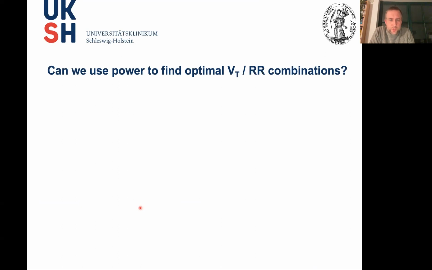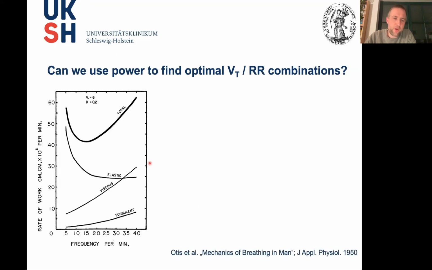So is it possible to use mechanical power to find optimal tidal volume and respiratory rate combinations? This is from a very old publication by Otis, Mechanics of Breathing in Man, where they showed that for any given respiratory system compliance and resistance combination, expressed as the respiratory time constant, and a given alveolar ventilation target and a given dead space that you need, it is possible to identify a global minimum of mechanical power.